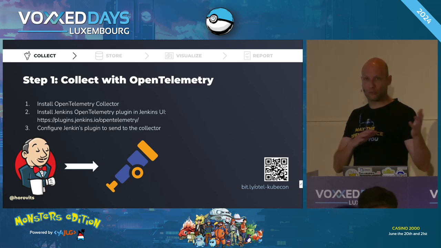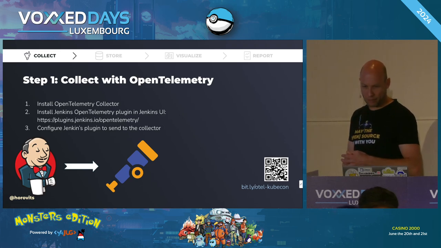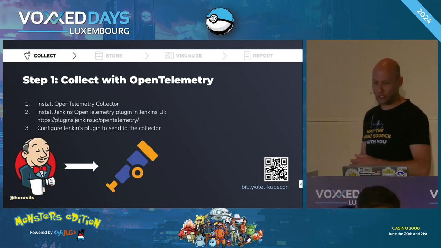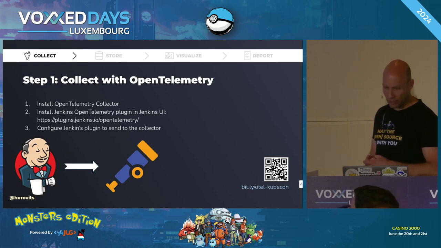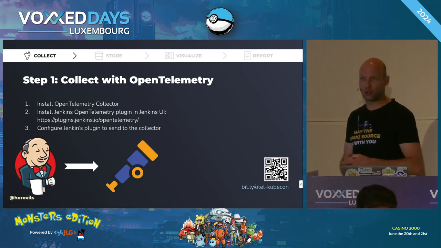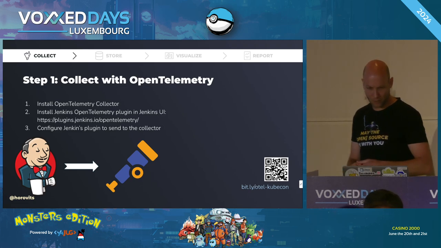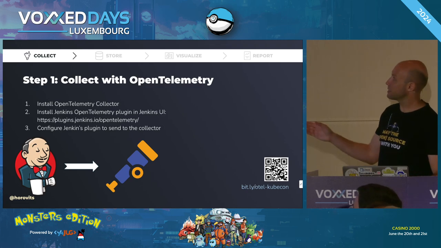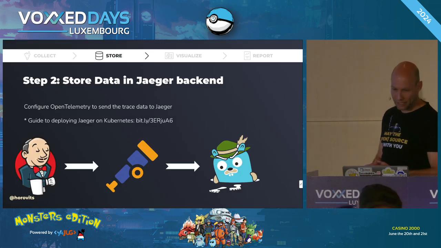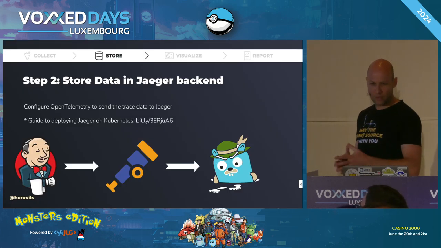And then you need to just configure the plugin to send it to the OpenTelemetry collector endpoint via OTLP over gRPC protocol. OTLP is the OpenTelemetry protocol. So pretty simple. That's the collect phase. And once we have that, we have the store phase.